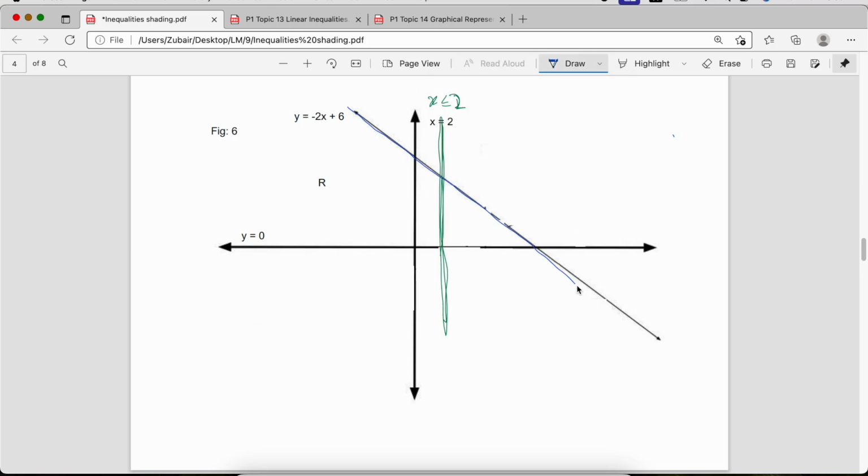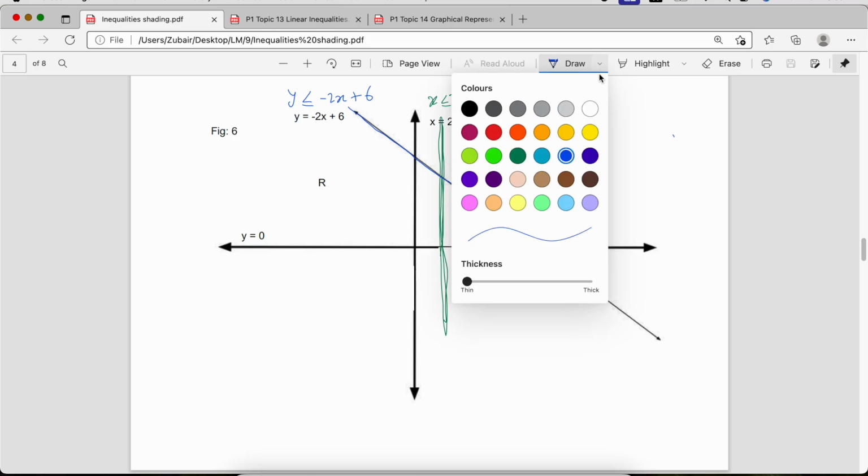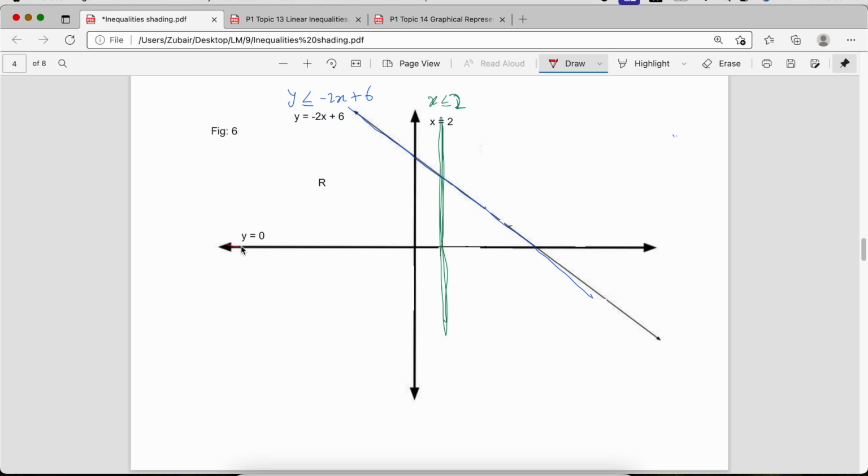This line, whatever the equation is, region R is below that, so y is less than or equal to minus 2x plus 6. And the third boundary, which is y equals 0, clearly region R lies above that line, so y is greater than or equal to 0.